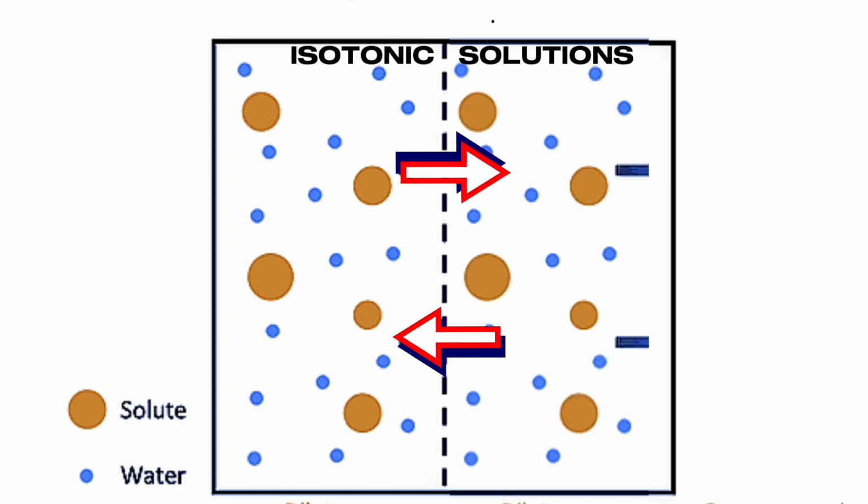Now, on to our last term, isotonic solutions. These are 2 solutions that have the same concentration, equal concentration. And because of this, there is not going to be any net movement of water. So if you place a cell in an isotonic solution, it will remain the same after, okay?